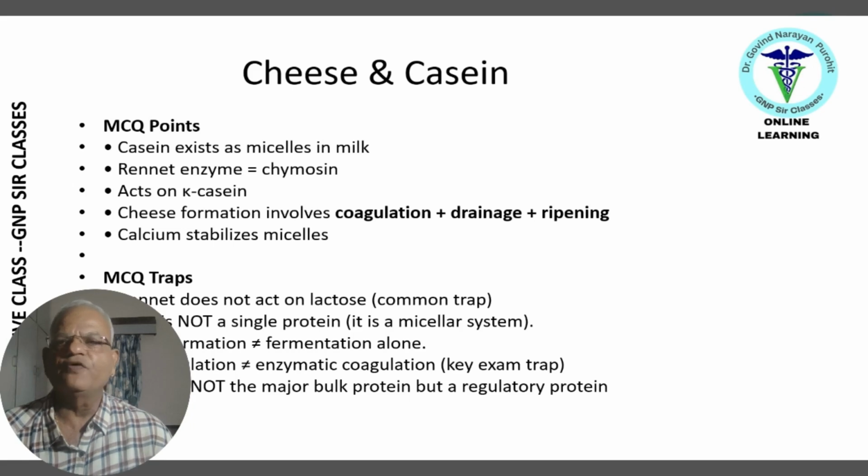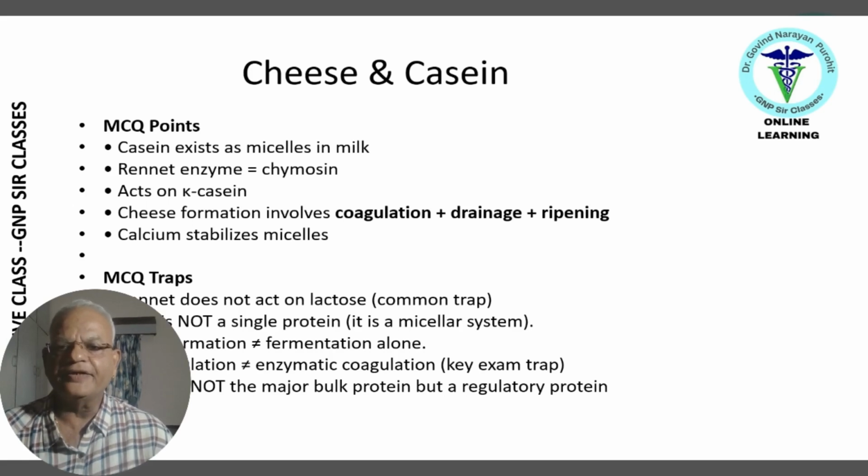Then for cheese and casein, here are the MCQ points. Casein exists in micelles in milk. Rennet enzyme is chymosin. It acts on K-casein. Cheese formation involves coagulation plus drainage plus ripening. Calcium stabilizes the micelles. And here are the traps you must be careful of.